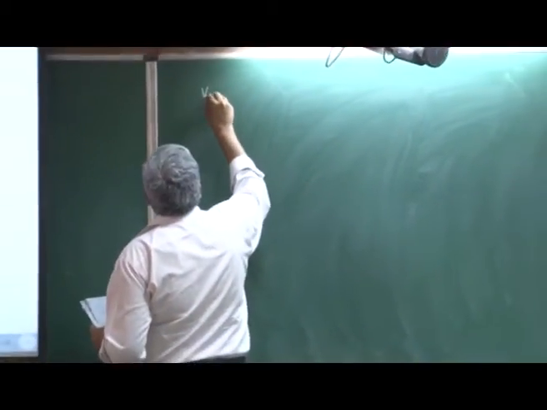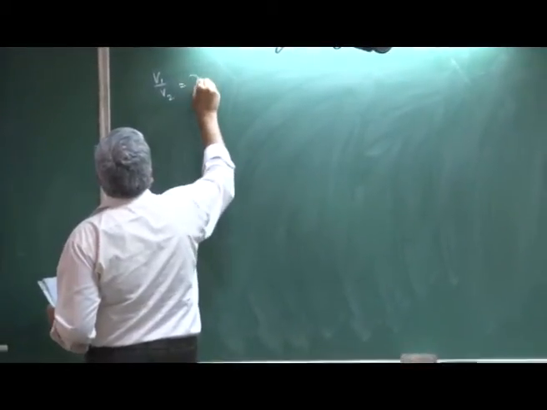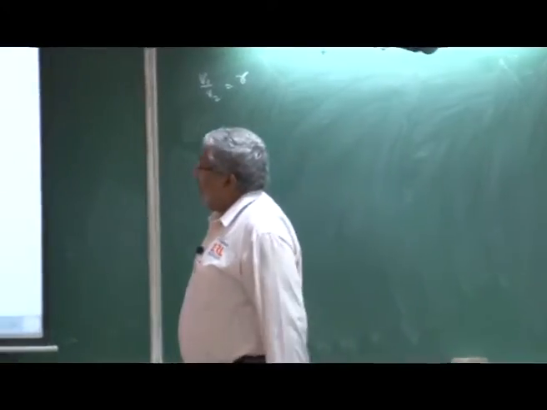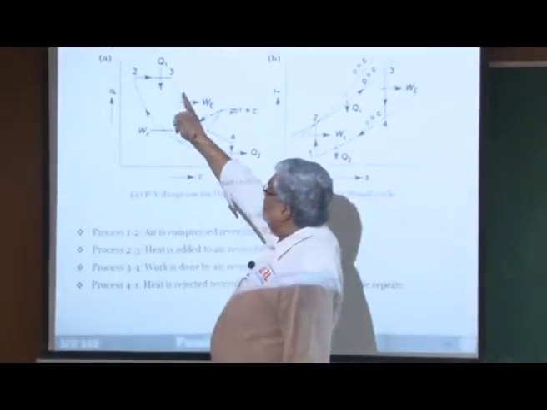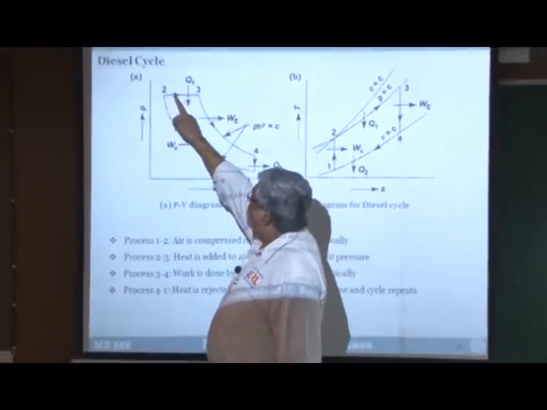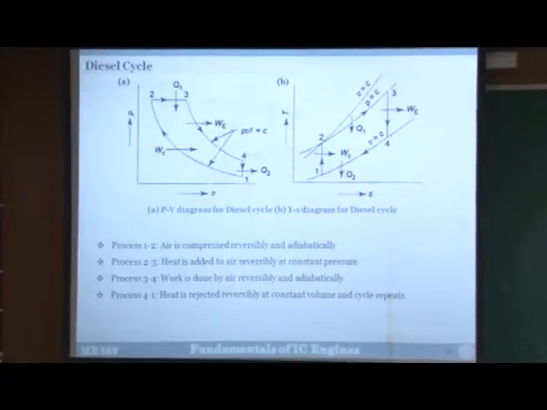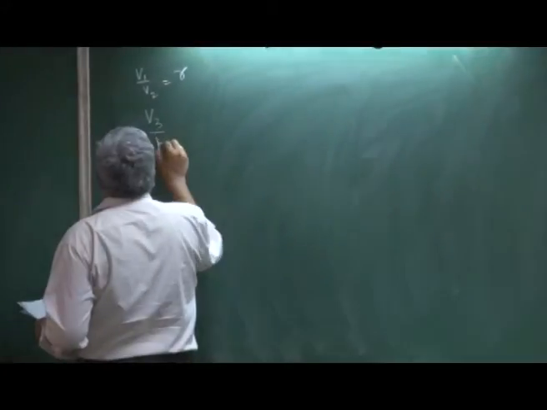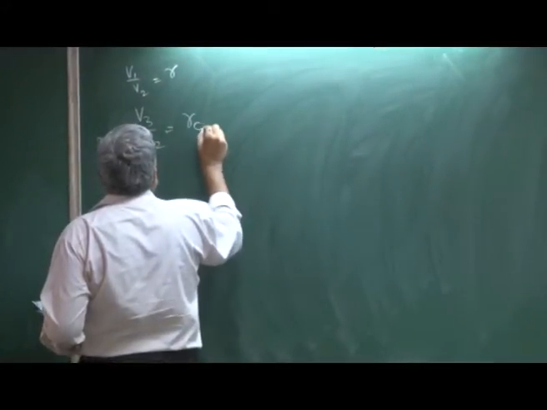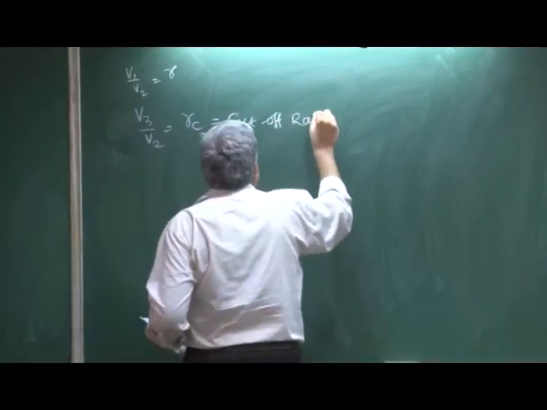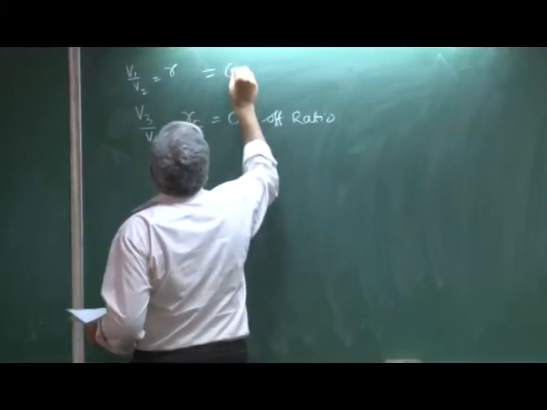So here also V1 by V2 is r, the compression ratio, just like the Otto cycle. But here you see there is another point that we have to define. This is point number 3. The location of point 3 will actually dictate the power output from your engine. So we define another parameter which is called the cutoff ratio, and this is defined as V3 by V2, and this is called r_c, the cutoff ratio. And r is the compression ratio.